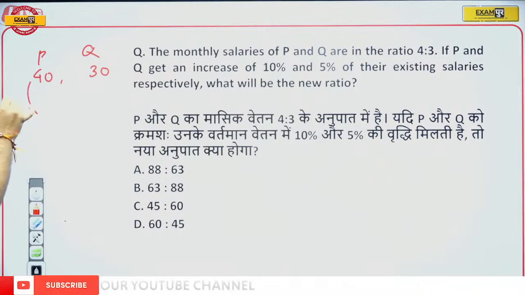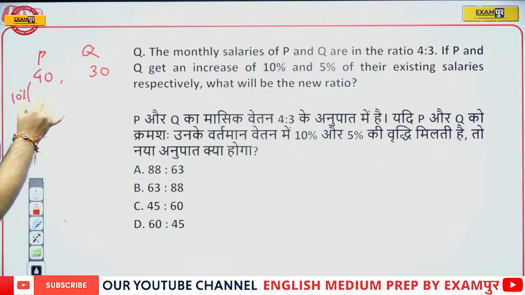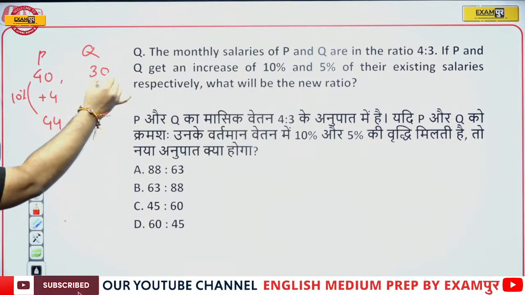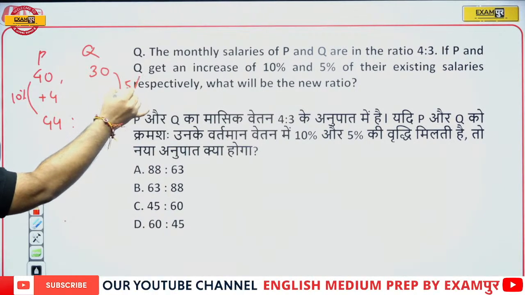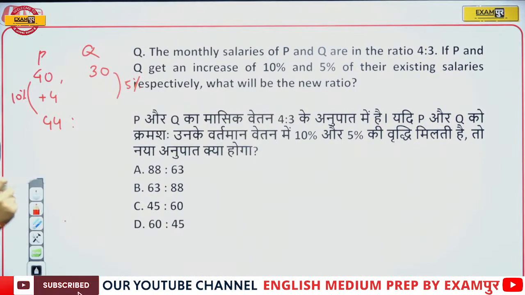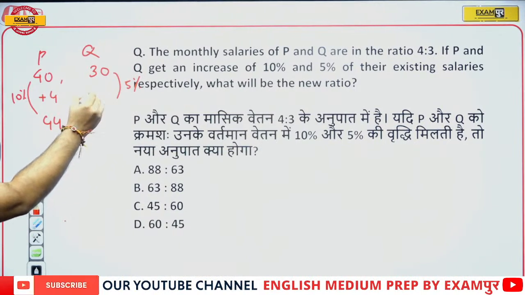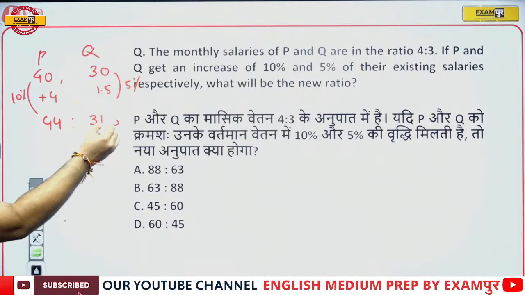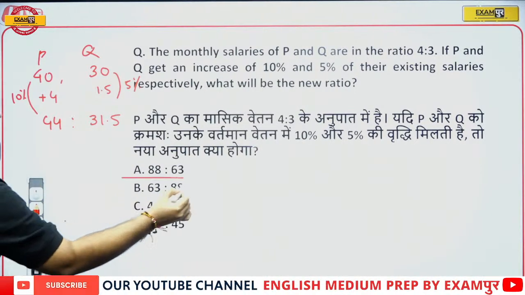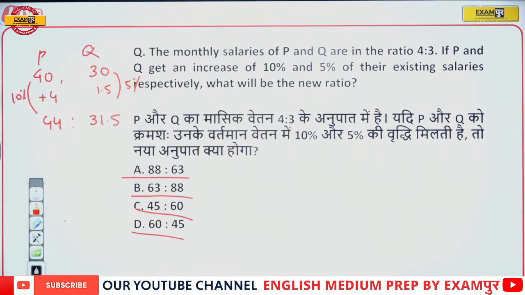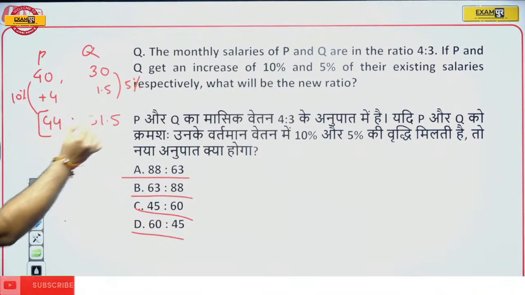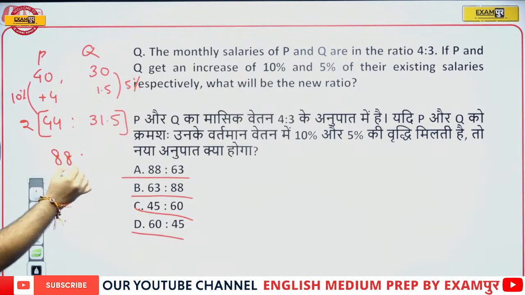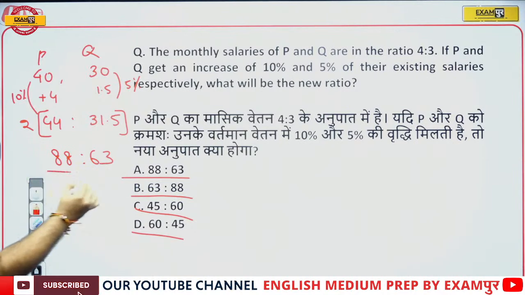P is getting an increment of 10%, so it will become 44. And Q will get an increment of 5%. 10% is 3, so 5% is 1.5, so it will become 31.5. These values are not integers, so multiply by 2 to make them integers. It will become 88 and 63. Answer.